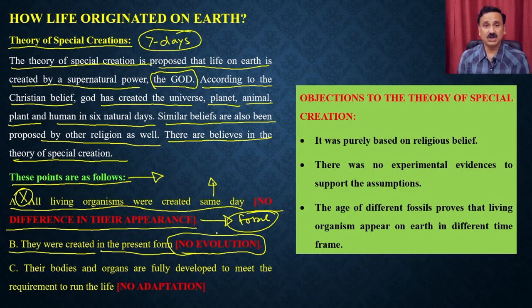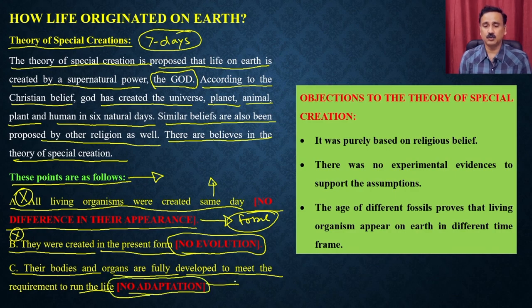You have the vestigial organs, you have other forms of evidence that there is evolution, through which organisms have evolved from one form to another. So this has also not been accepted or proved conclusively. And then they say that their bodies and organs are fully developed to meet the requirements to run the life cycle. That means there should be no adaptation, but that is also not true, right?